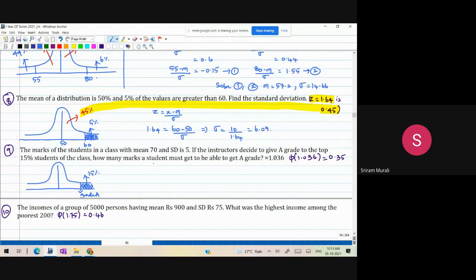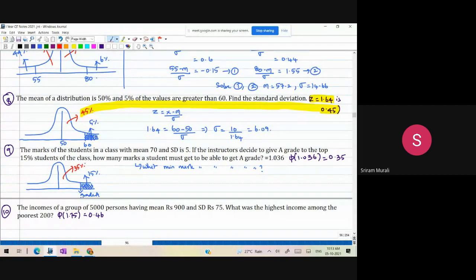How many marks must a student get to get a grade A? 15% of the students in the 100 are getting A. What should be the minimum mark to get A grade? That is the question. Have you understood? That is why this value is given. If this is 15%, what should it be?